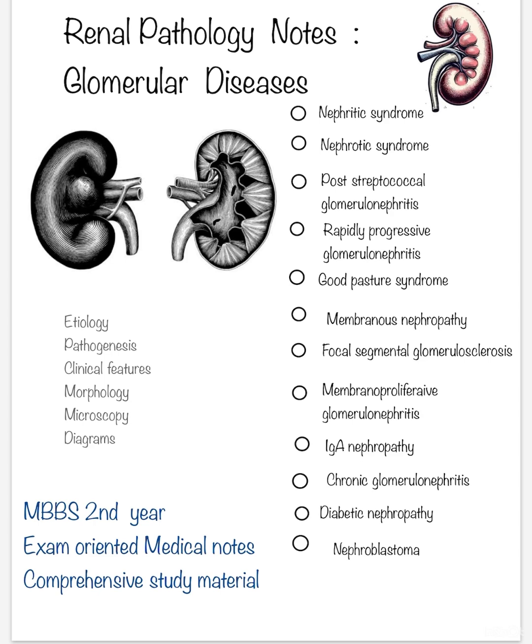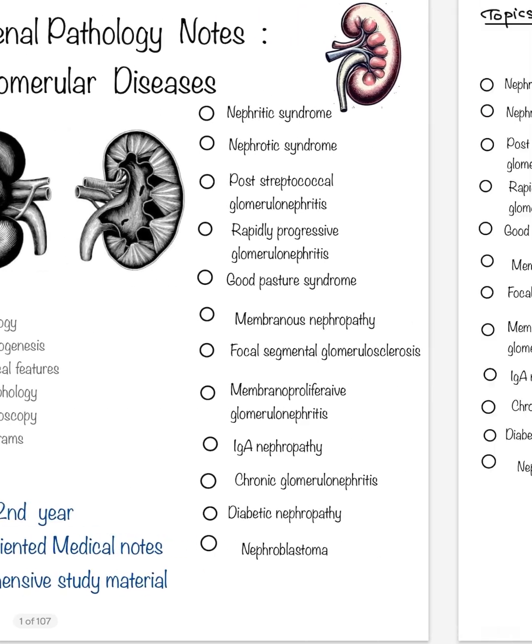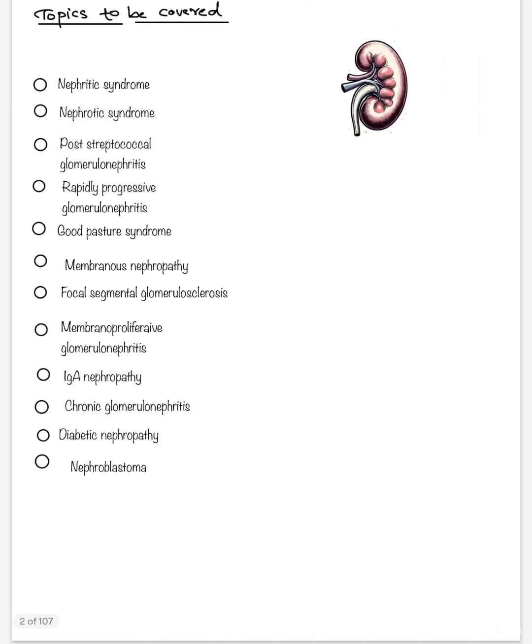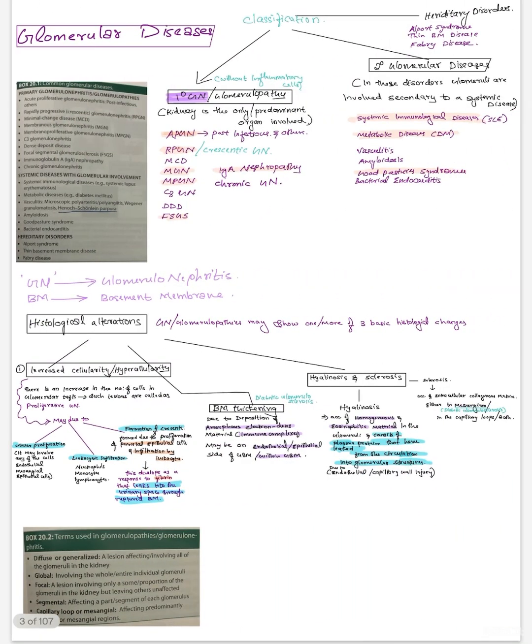So, we will study about the etiology, pathogenesis, clinical features, morphology, microscopy, and diagrams of these glomerular diseases. So, these are the topics to be covered in this session. So, we'll move on to glomerular diseases classification.